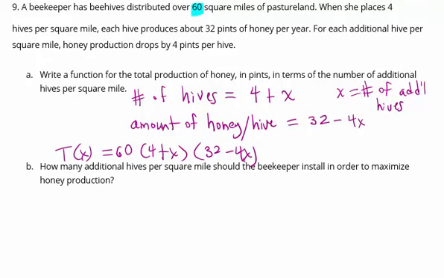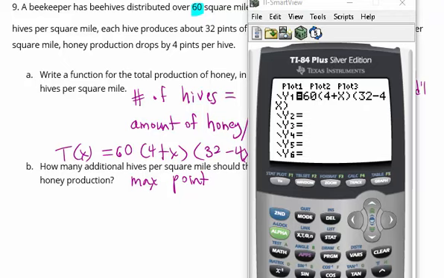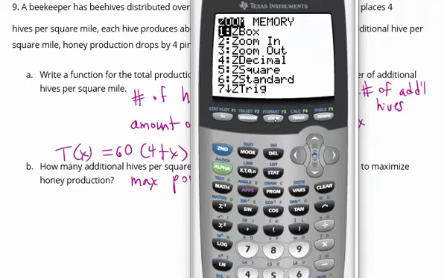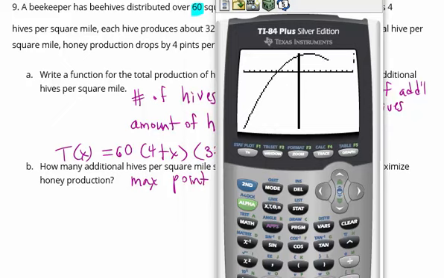Okay, and then how many additional hives per square mile should the beekeeper install in order to maximize honey production? So we're just going to look at this quadratic function from part A and try to find the maximum point, the vertex. So enter the function in your calculator in Y1, and we'll try zoom 6, and then zoom fit, zoom 0. Okay, and this looks good. So we're looking for the highest point of the graph.